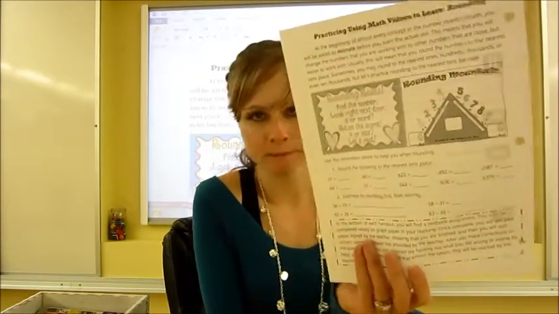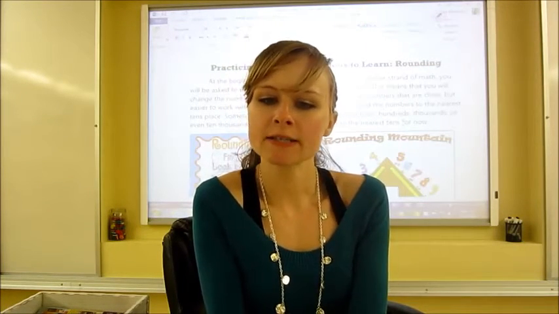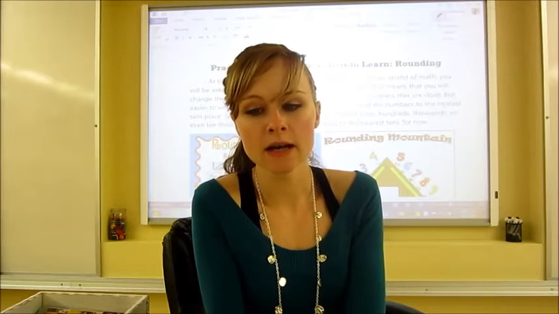Okay, so on your paper, let's read it. It says, at the beginning of almost every concept in the numbers strand of math, you will be asked to estimate before you learn the actual skill. This means that you will change the numbers that you are working with to other numbers that are close but easier to work with. Usually this will mean that you round the numbers to the nearest tens place. Sometimes you may round to the nearest ones, hundreds, thousands, or even 10,000s, or if you're grade 5, 100,000s. But let's practice rounding to the nearest tens for now.